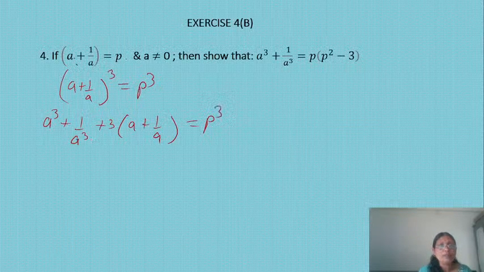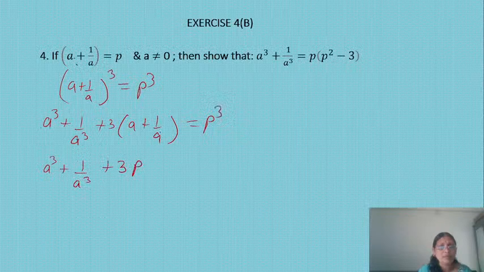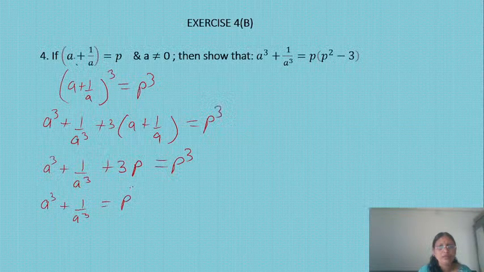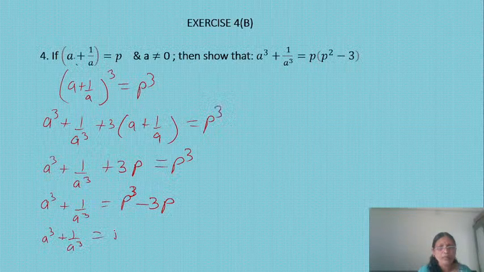Okay, now a plus 1 upon a is p. We substitute over there. So we get a cube plus 1 upon a cube plus 3p, because a plus 1 upon a is given as p, is equal to p cube. Let us take this 3p over here, so it becomes minus 3p. So we get a cube plus 1 upon a cube is equal to p cube minus 3p. Now from here p can be taken common. Taking p common, 1p has gone, p square is left.